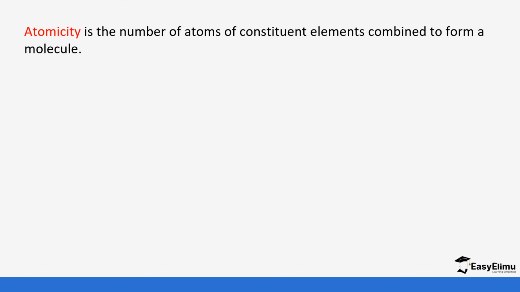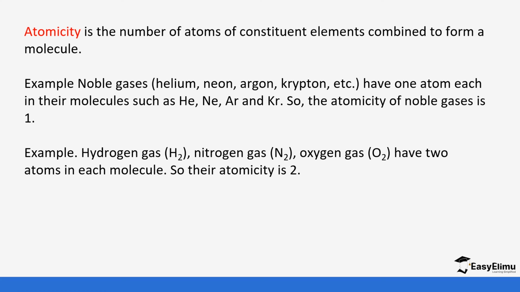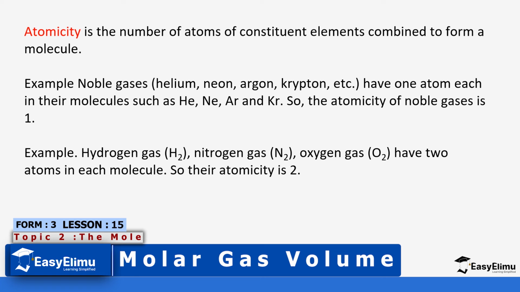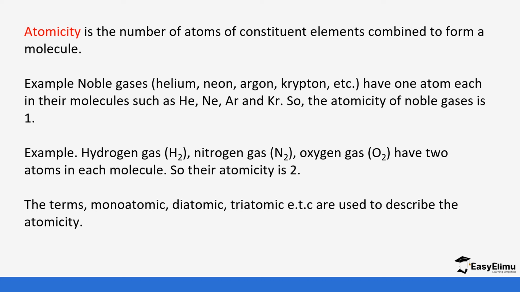Atomicity is the number of atoms of constituent elements combined to form a molecule. Some molecules are made of one atom, such as helium, neon, argon. We say they have an atomicity of 1. Those made up of 2 atoms, for example hydrogen gas, nitrogen gas, oxygen gas, have an atomicity of 2. We have monoatomic in the case of atomicity of 1, diatomic in the case of atomicity of 2, and triatomic like ozone with an atomicity of 3.